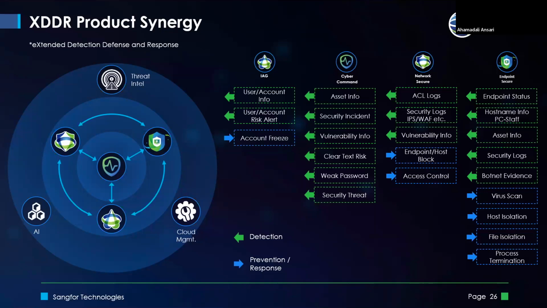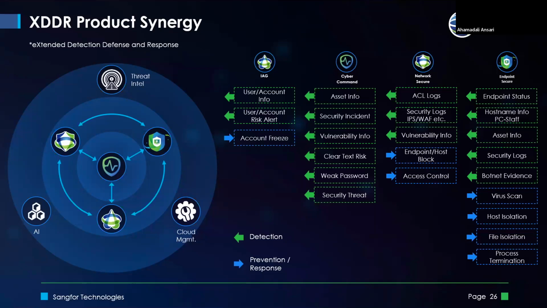We are the only Indian solution which has the complete inbuilt SOAR, very helpful to detect all the anomalies at the network level. And then Endpoint Secure, which is detecting all the anomalies at the endpoint level. And with that, the firewall, which has all the security capabilities and policies predefined. So if you see what all things we can respond to in terms of threat detection, most of the threat detections can be done with the endpoint status, security logs, botnet evidence. With that, we can make sure that we can isolate the host.